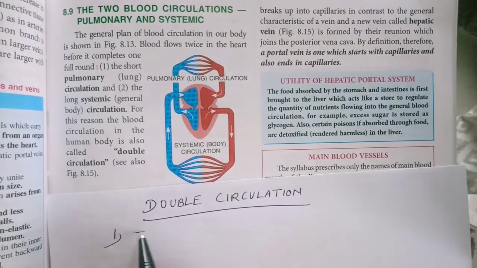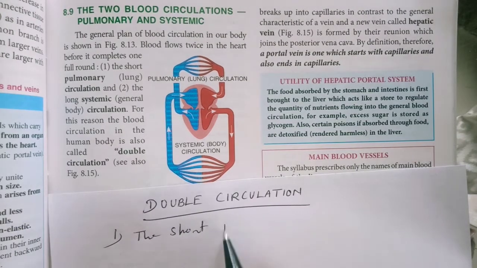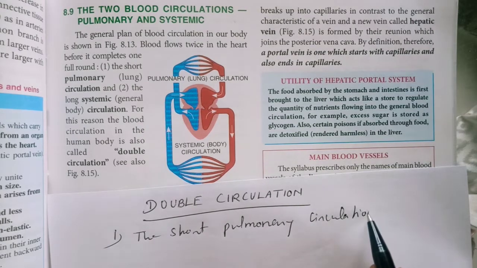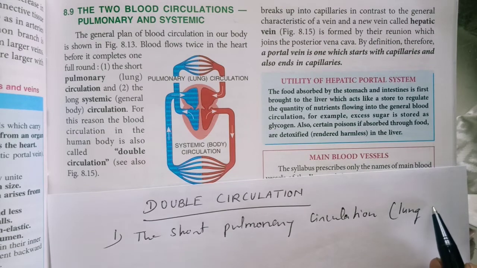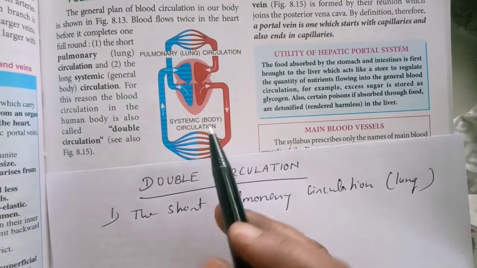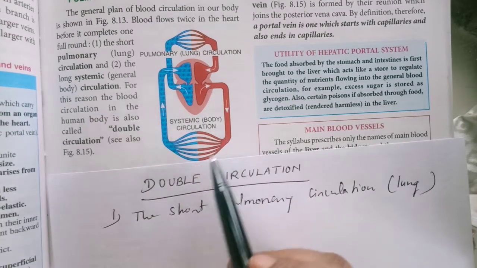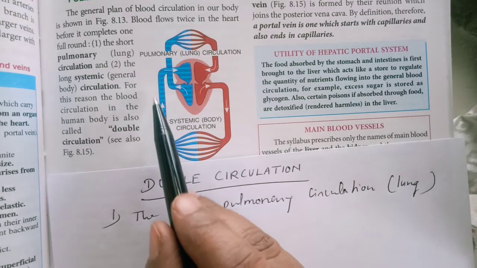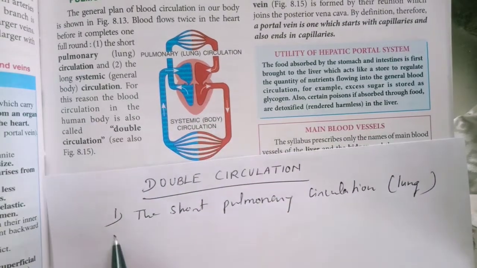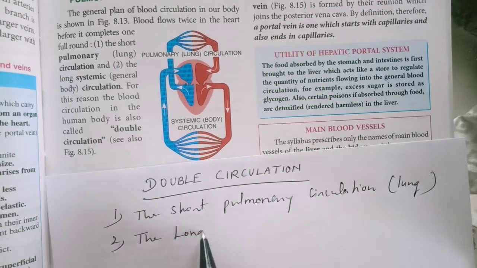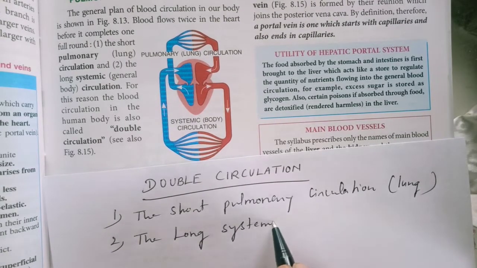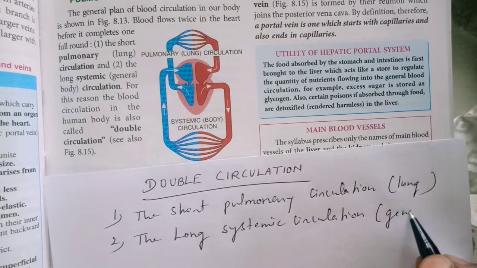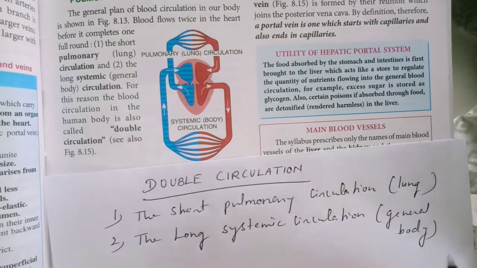This is known as the short pulmonary circulation, where the blood moves only up to the lungs. That is, a short distance is covered. In the second round, the blood moves from the heart to various parts of the body, from the head to the tip of the toe, and again from the various parts of the body it comes back to the heart. So this is known as the long systemic circulation, where the blood passes to the general body, the entire body except the lungs.